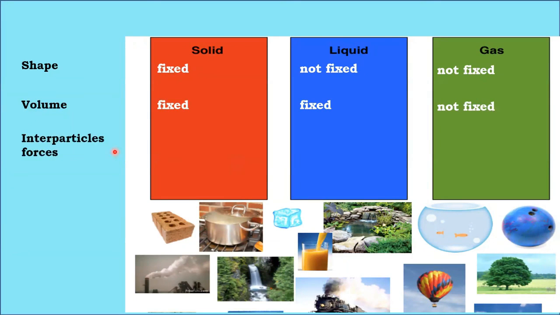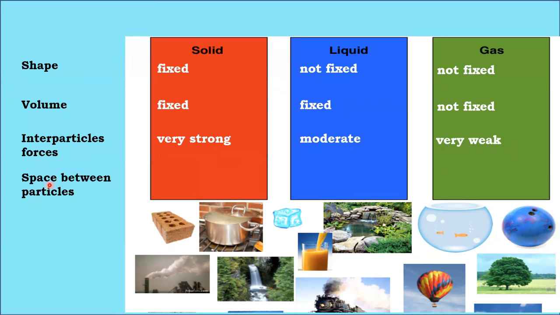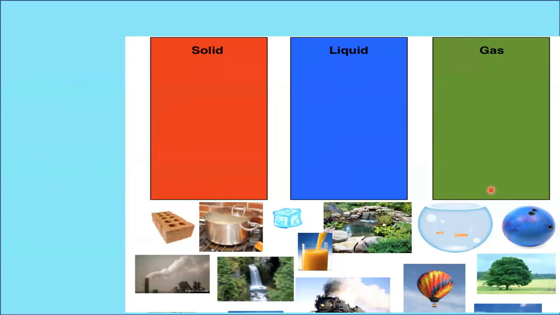The next thing is interparticle forces. So the solids will be having strong intermolecular forces, liquids will be having less or moderate intermolecular forces, and gases will be having least or very weak intermolecular forces. Okay, the next thing is spaces between particles. Solids will be having least spaces between the particles, liquids will be having moderate spaces between the particles, gases will be having most spaces between particles. Okay, आगे देखते हैं.